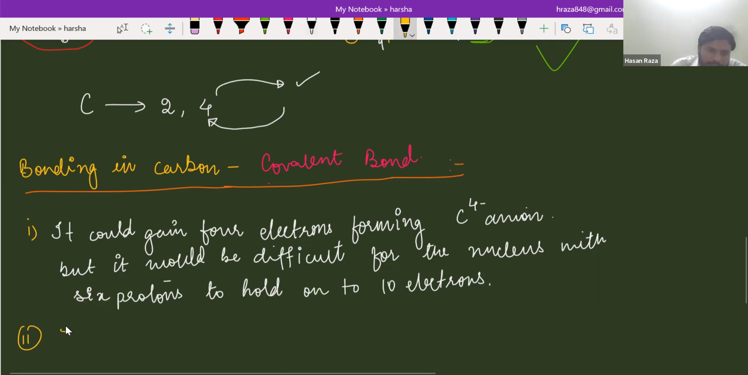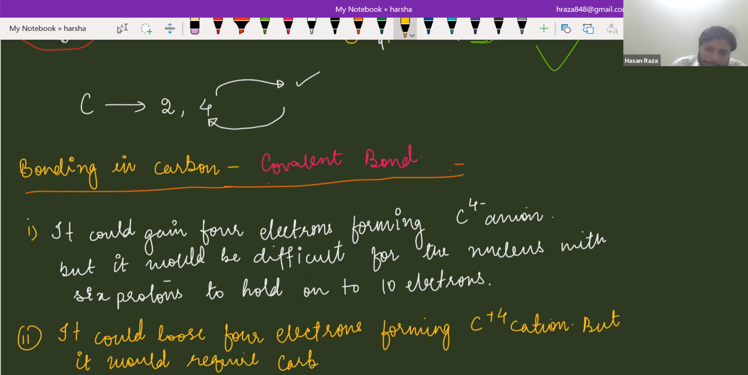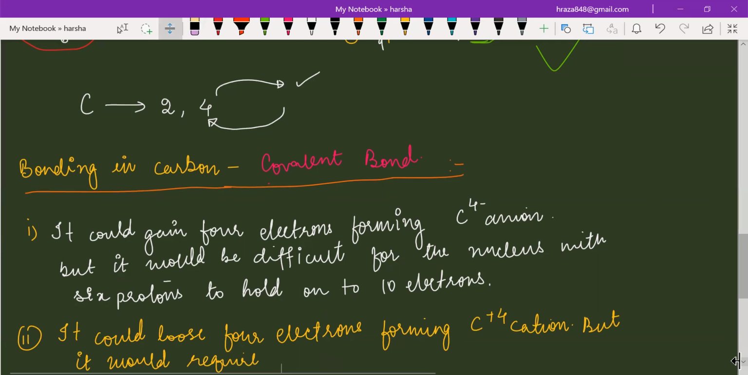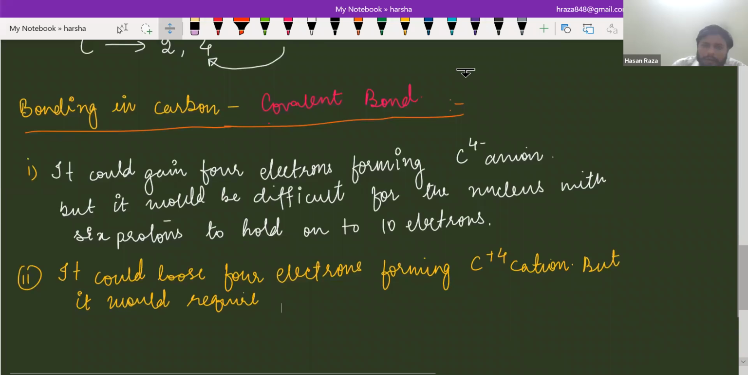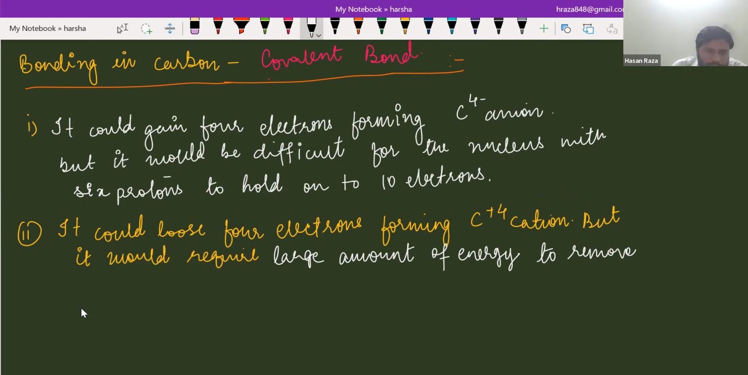Now the next point is it can also lose, so it could lose 4 electrons, forming C4 plus cation. But it would require a large amount of energy to remove 4 electrons. I will explain all these points. It's very easy to understand.